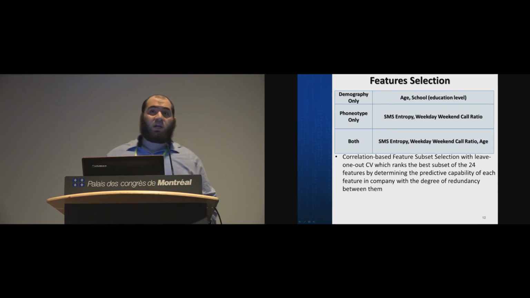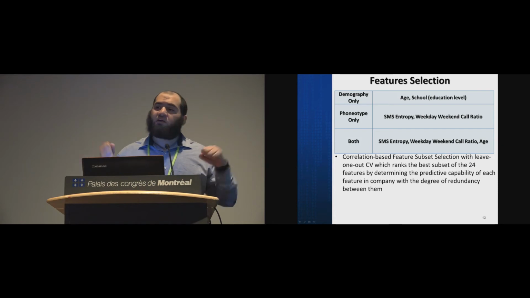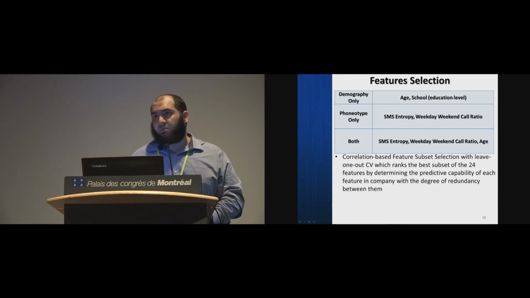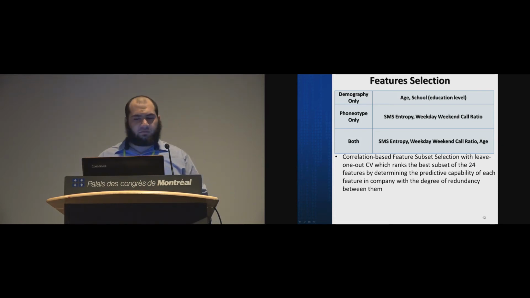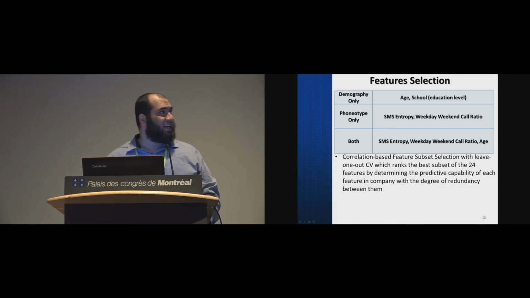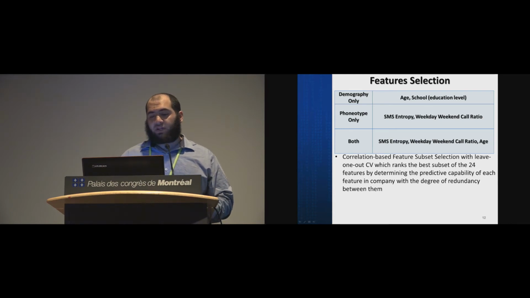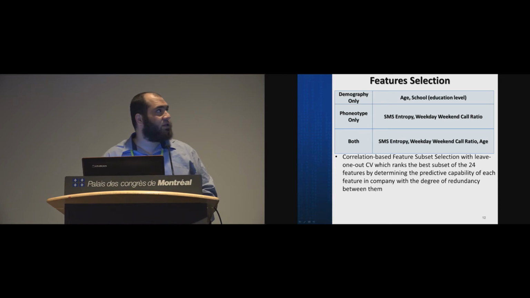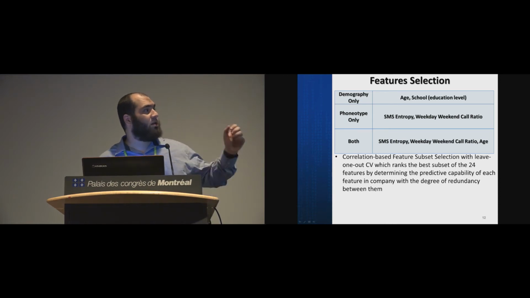Now, since we have 24 features taken from the phones and 5 demographic features, we need to do some feature selection, and we have done it. And the most predictive features that predict trust propensity of people are the ones presented in front of you, based on every model: ones for demography, phenotype, and both.